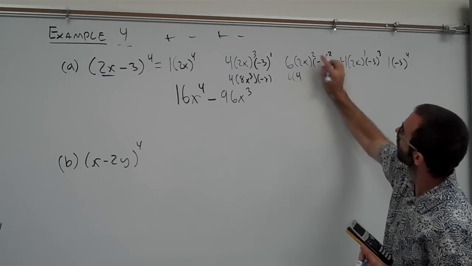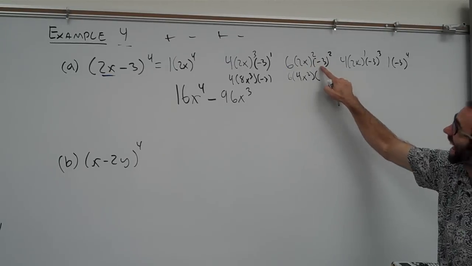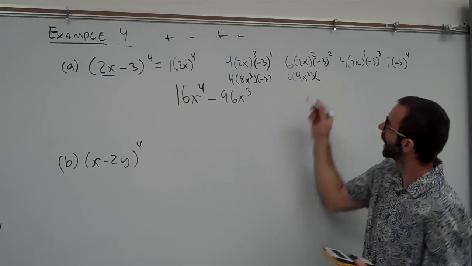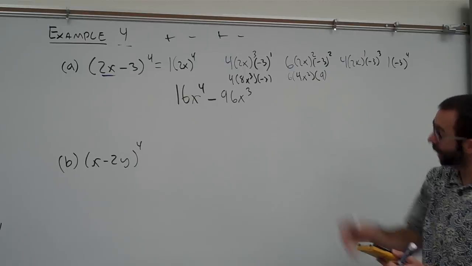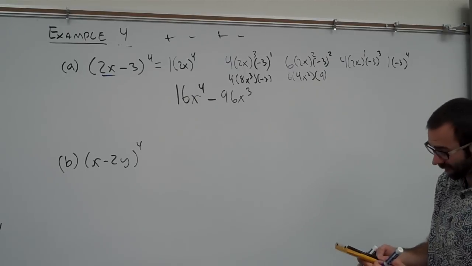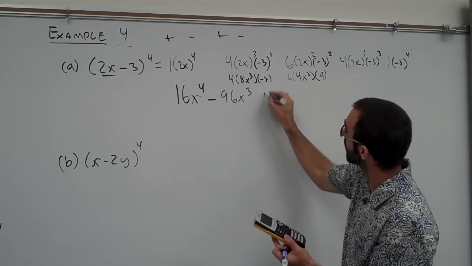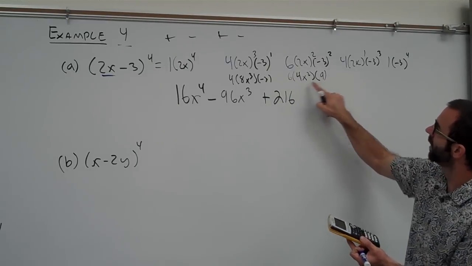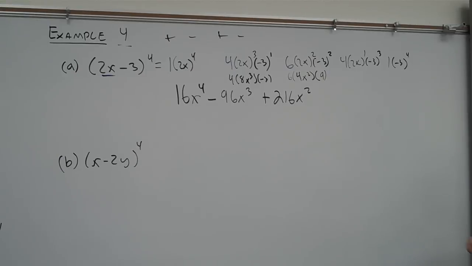There you go. X to the power 2 is x squared, times, check this out now, negative 3 squared. Negative 3 times negative 3 gives us a positive 9 right there. So we have to multiply all of these together: 6 times 4 times 9. It's going to give us a positive 216. And then we tack on our x squared right there.